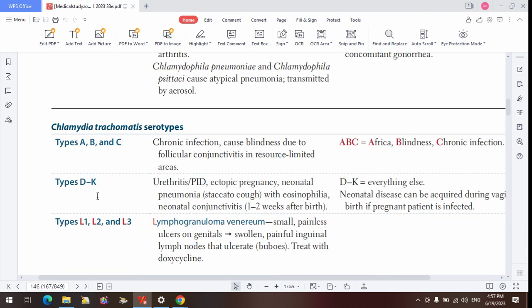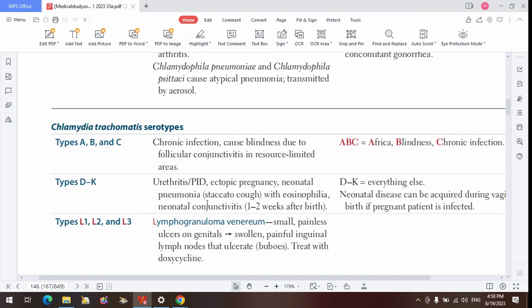For the L type, we have L1, L2, L3. So that is the one that is responsible for causing lymphogranuloma venereum. And we talked about this the last time we were looking at questions. So we said the clincher for lymphogranuloma venereum is that it's one of the painless causes of ulcers. So the ulcer for lymphogranuloma venereum is painless, but it's associated with lymphadenopathy.